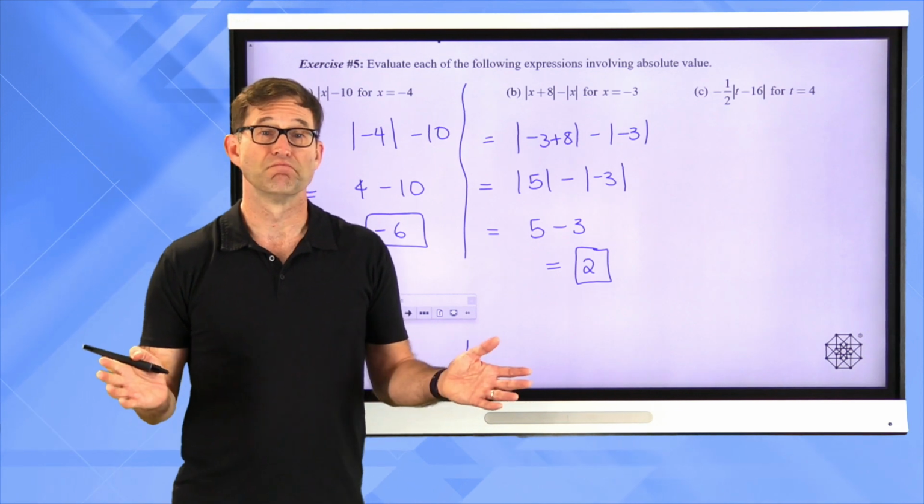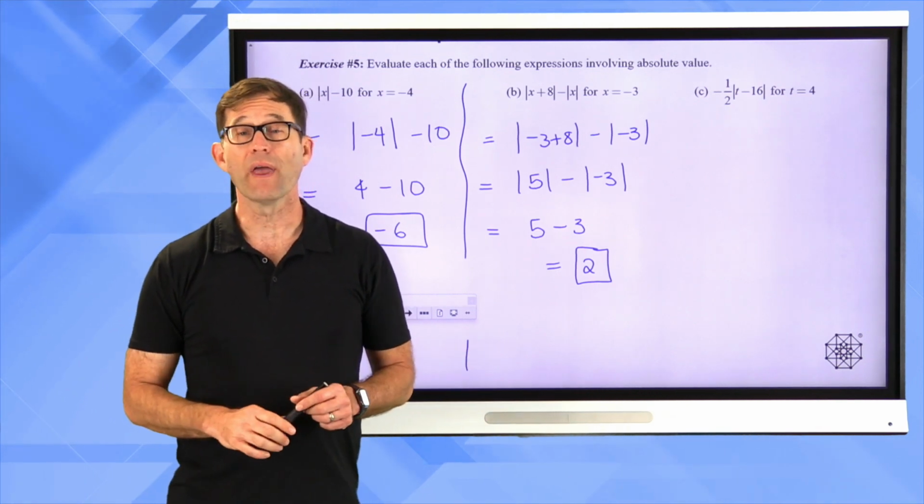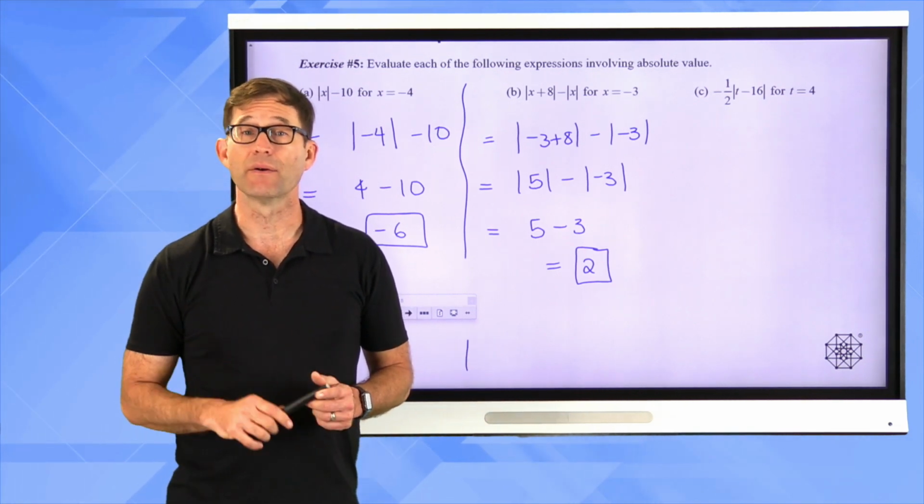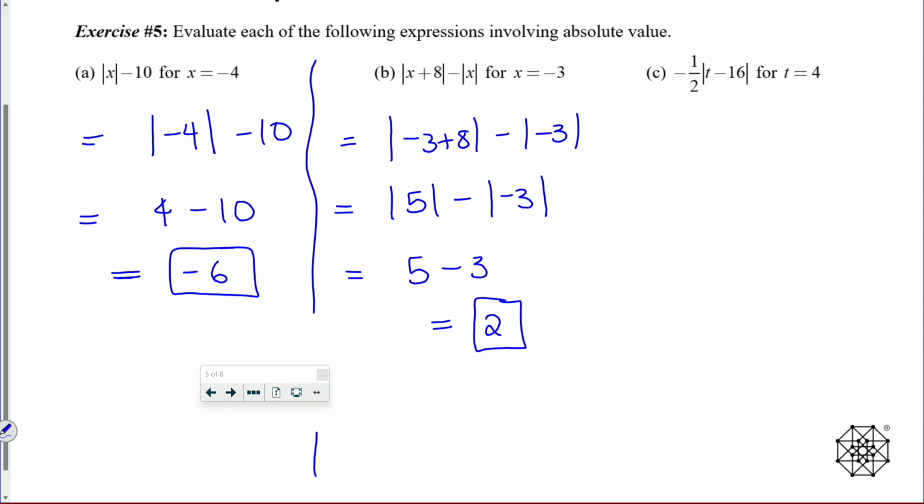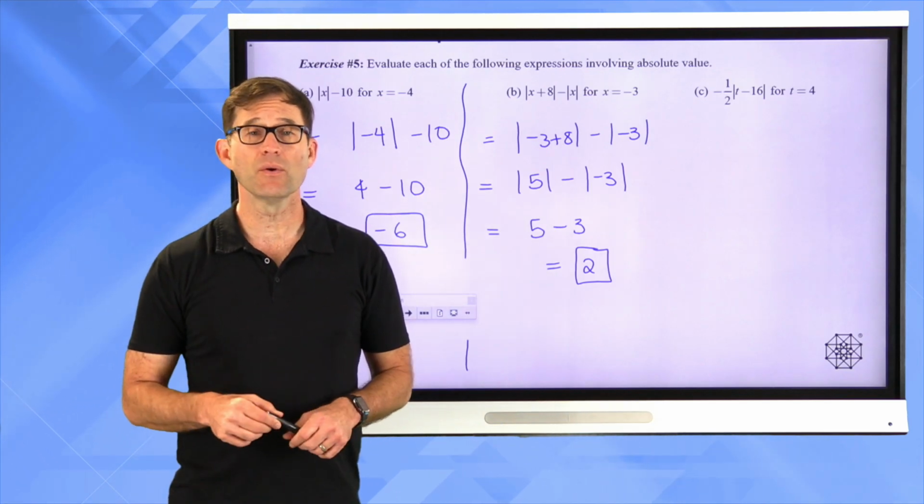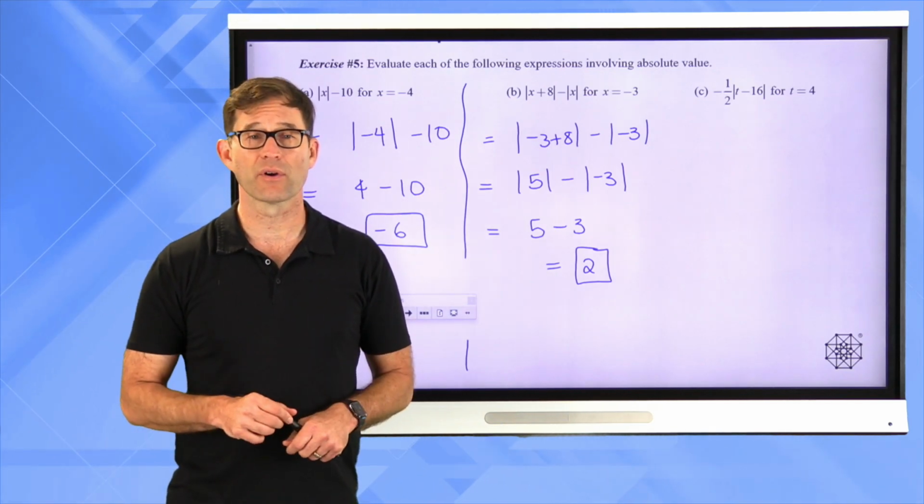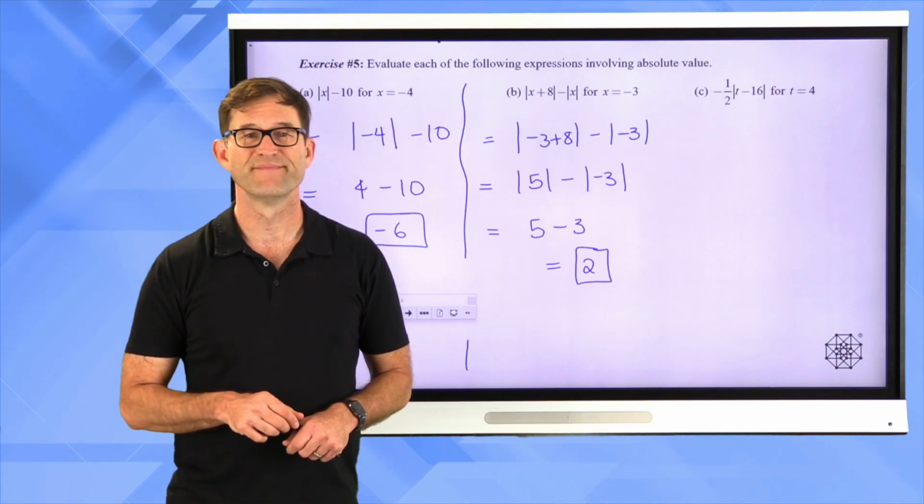All right, that's it. Okay, let's take a look at letter C. Negative 1/2 times the absolute value of t minus 16 for t equals 4. See what you can do on this one, and again, try to do these without your calculator. Pause the video now.